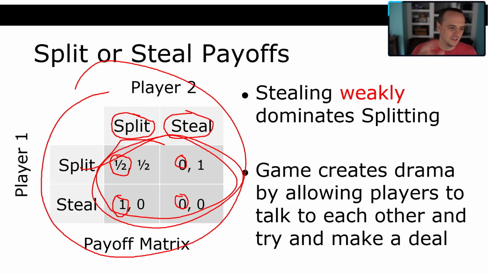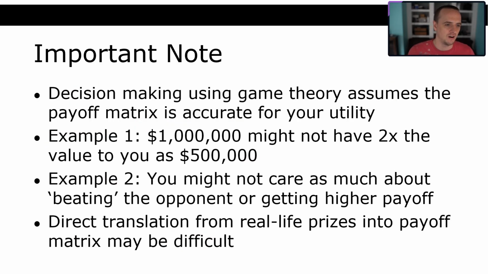So it's a fun story to talk about when it comes to game theory because it's almost directly related to what we're doing here. All right. So an important note here is that decision-making using game theory assumes that the payoff matrix is accurate for your actual utility. What do I mean by that?